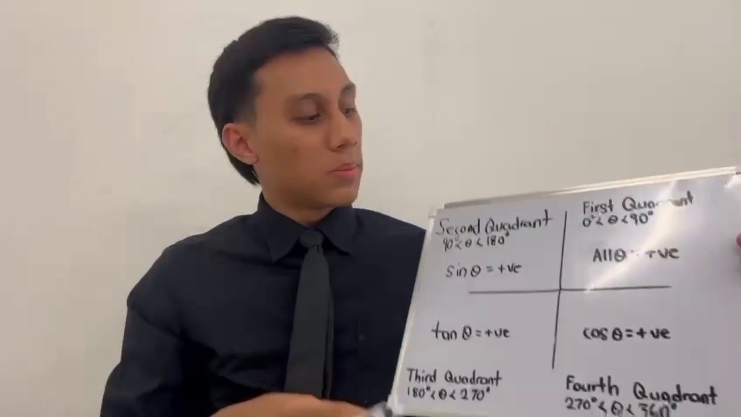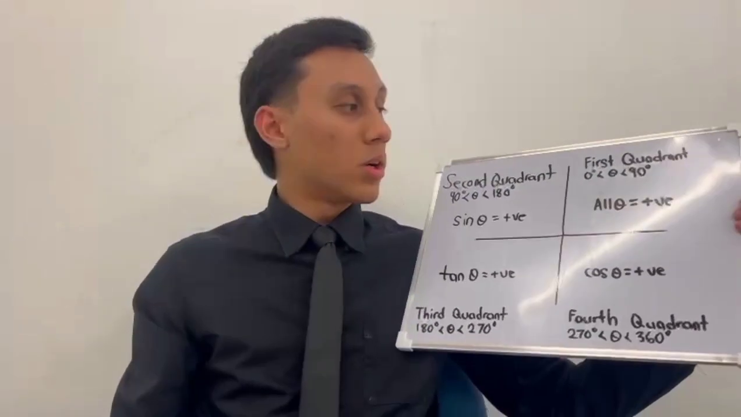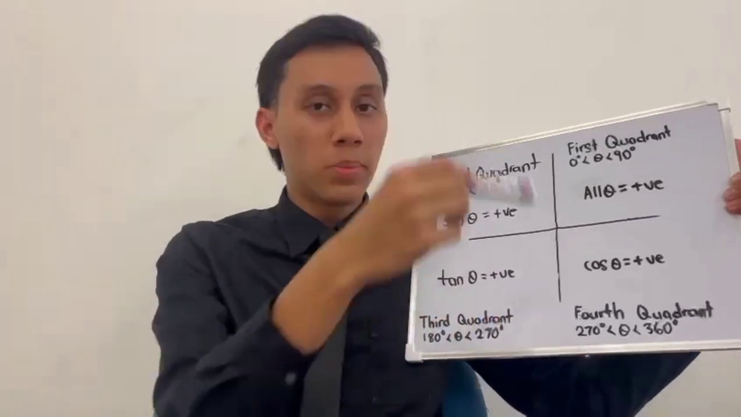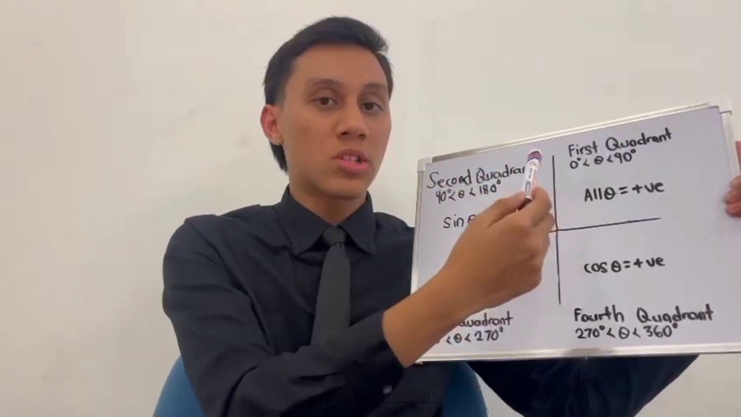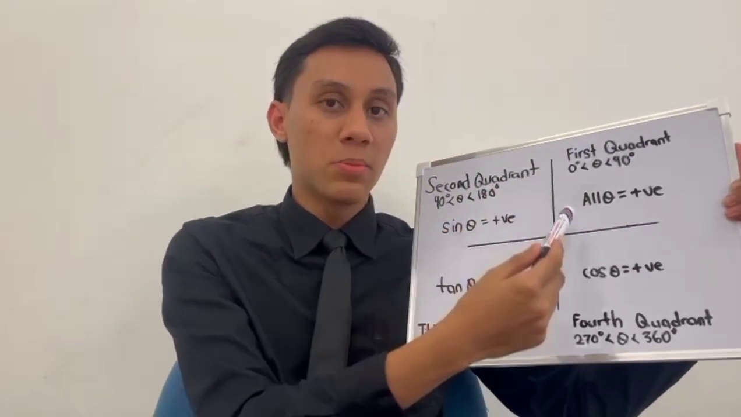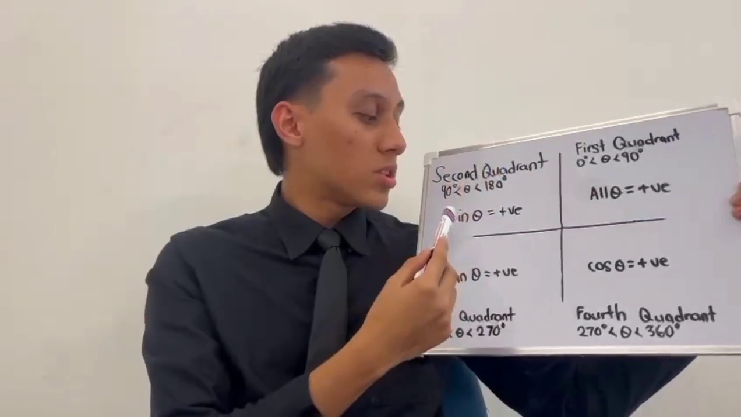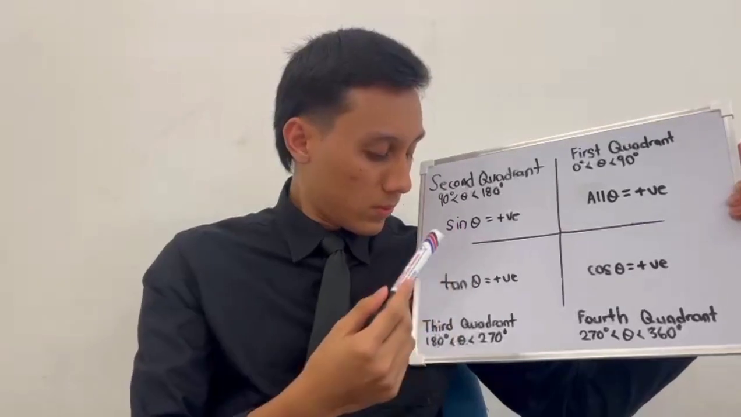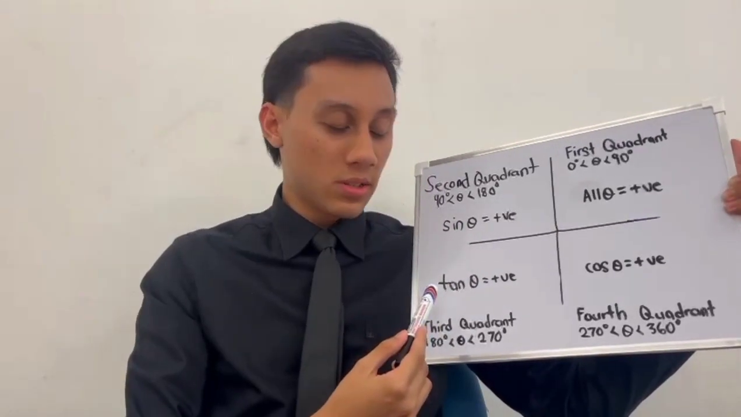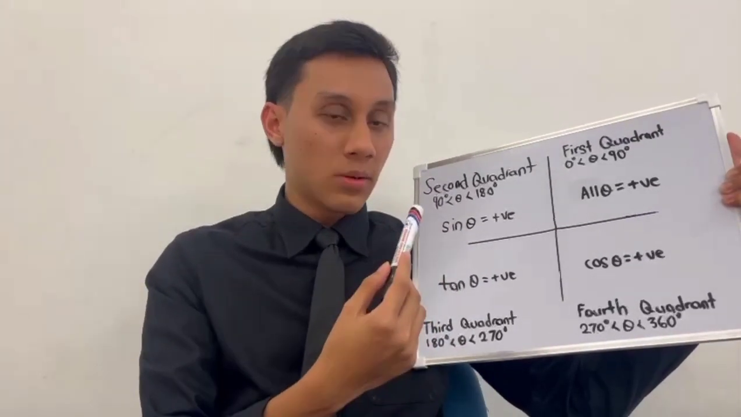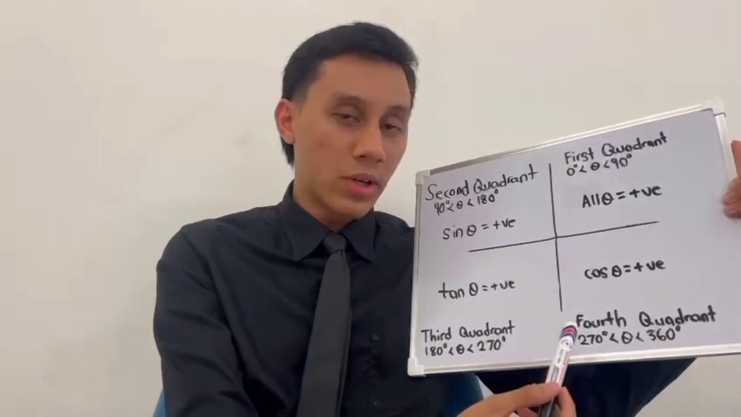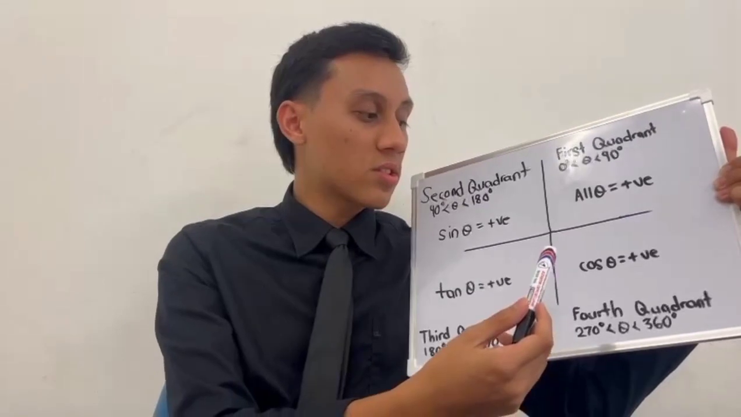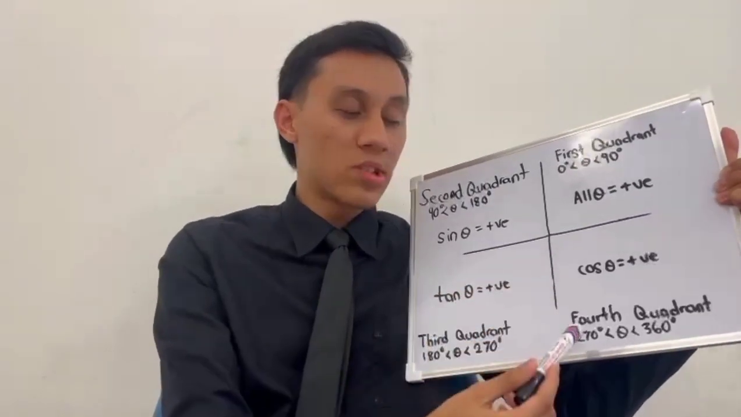This is one of the subtopics that we're going to learn in trigonometry. For the basics, in the first quadrant, all theta must be positive. For the second quadrant, only sine theta has to be positive. For the third quadrant, tangent theta is positive. And lastly, for the fourth quadrant, cos theta is positive.